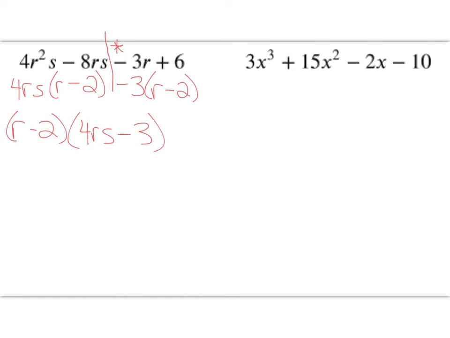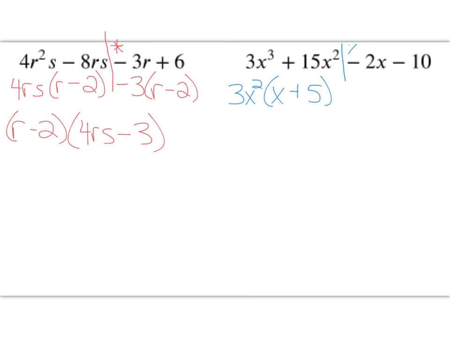So let's look at another one that has a middle term that is negative. So here's my split, 3x cubed plus 15x squared, and then minus 2x minus 10. So in the first half, 3x cubed plus 15x squared, 3 is part of my GCF, and then x squared is part of my GCF. So when I factor that out, 3x cubed divided by 3x squared, I'm left with x, and 15x squared divided by 3x squared, I'm left with 5.